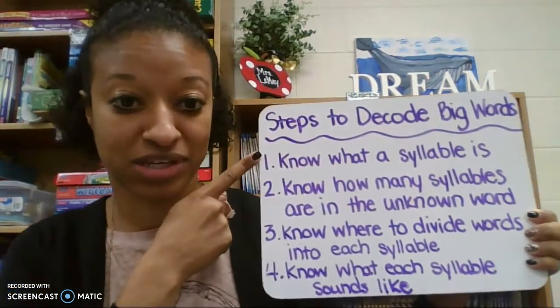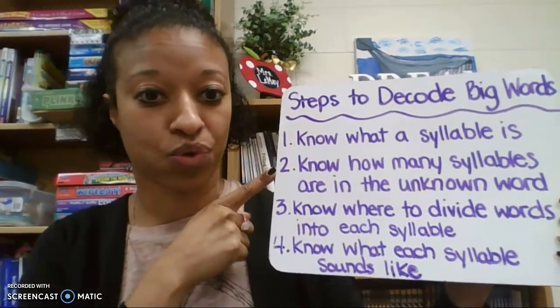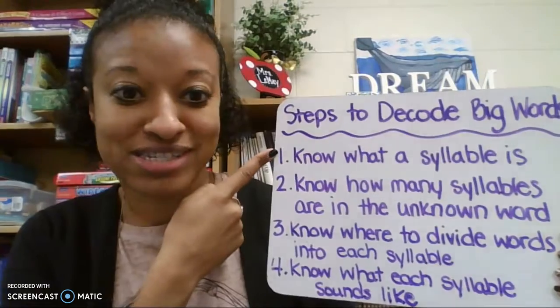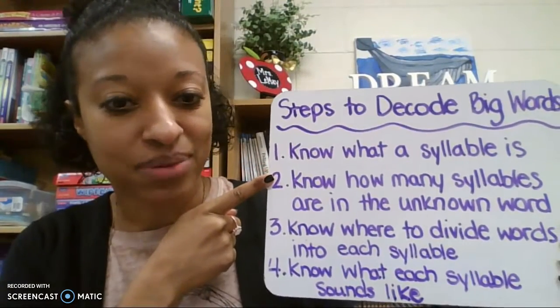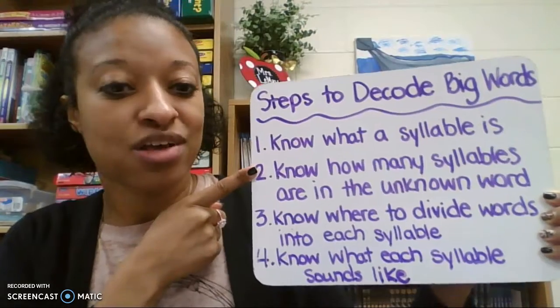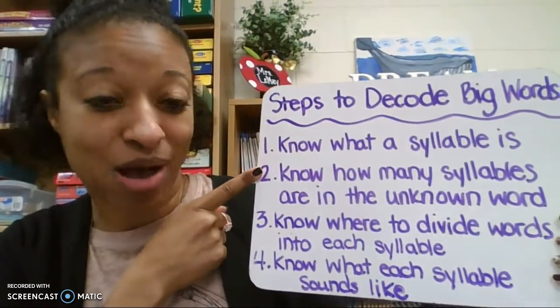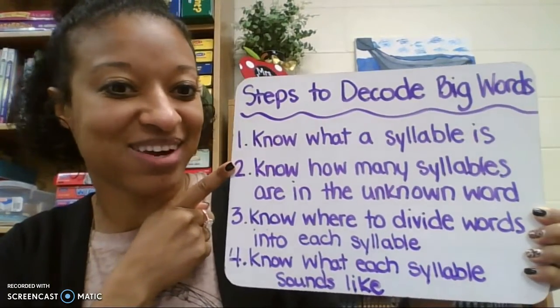So now we know what a syllable is. Step 2 is now we need to know how many syllables are in the unknown word. So we know how to find a syllable in a word that we already know. We just say it, right? Well, if it's a word that you don't know, you can't just say it to figure out how many syllables are in it because you don't know it. So I'm going to show you a little trick to being able to figure out how many syllables are in a word that you don't know. Okay, and the trick is in the letters.